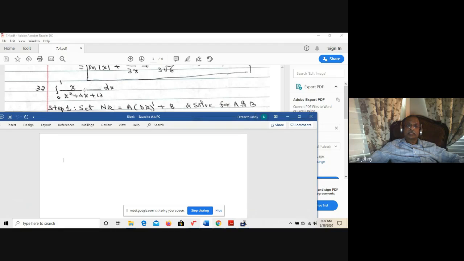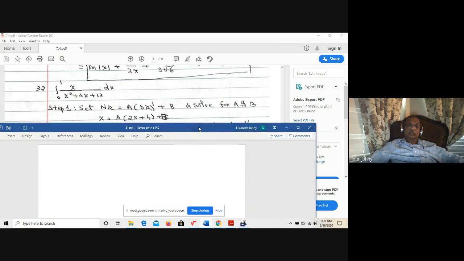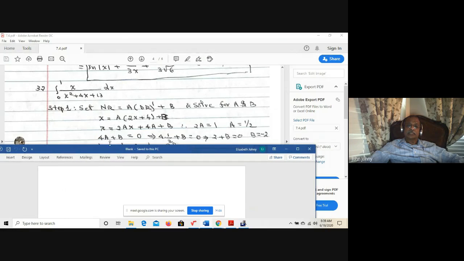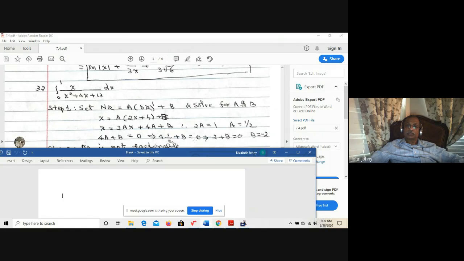What you have to do is set the numerator equal to a times the derivative of the denominator plus b, and then solve for a and b. So the numerator x is equal to a times 2x plus 4. The derivative of the denominator is 2x plus 4, plus b. Distribute: 2ax plus 4a plus b, that is x. So 2a is equal to 1. A is 1/2. 4a plus b, no constant on the right, so 4a plus b is equal to 0. That is 4 times 1/2 plus b is equal to 0. That is 2 plus b is equal to 0. B is negative 2.